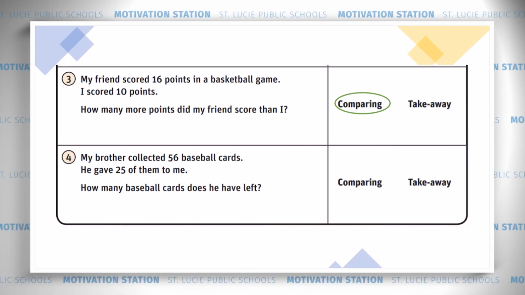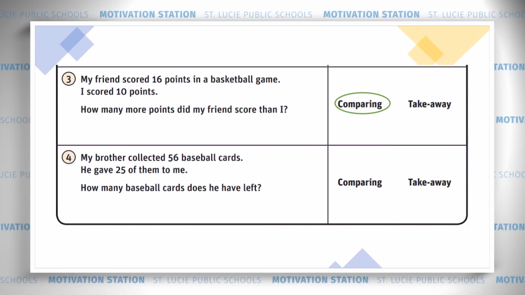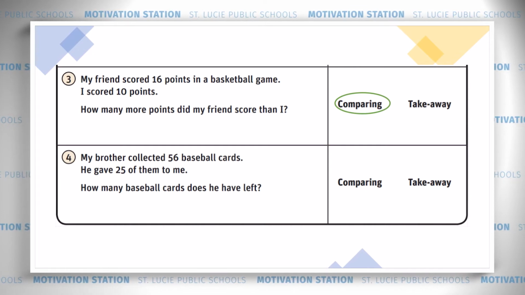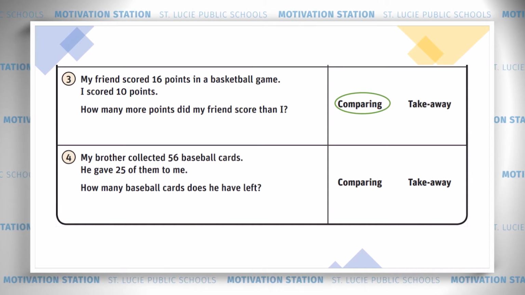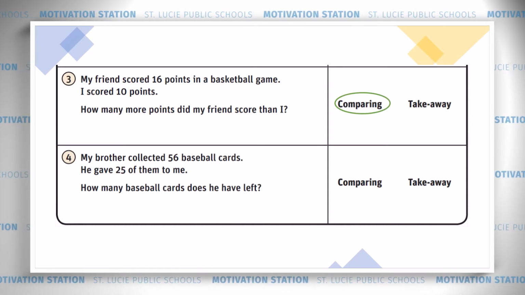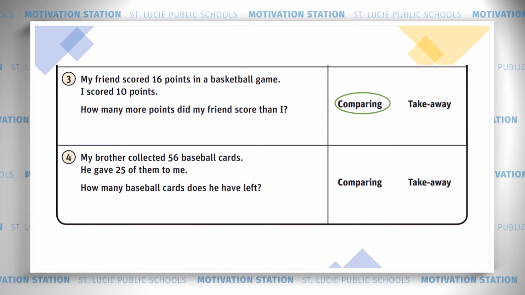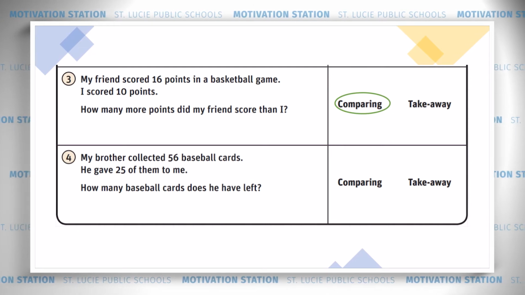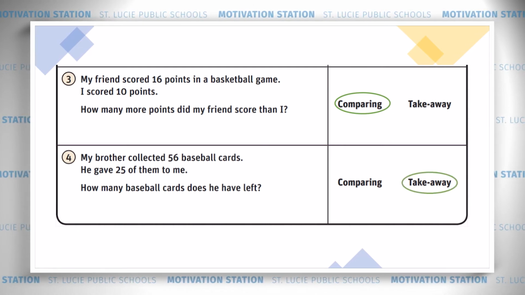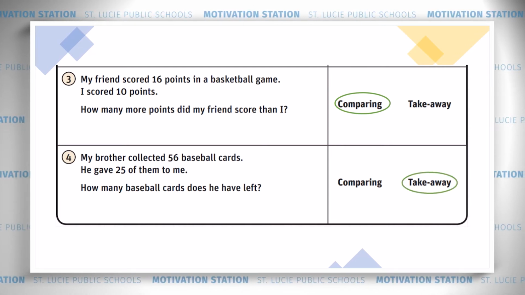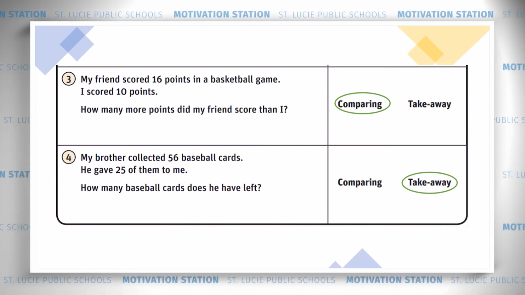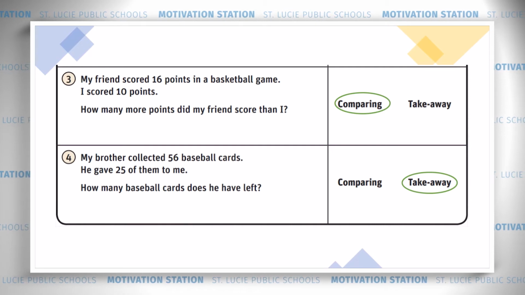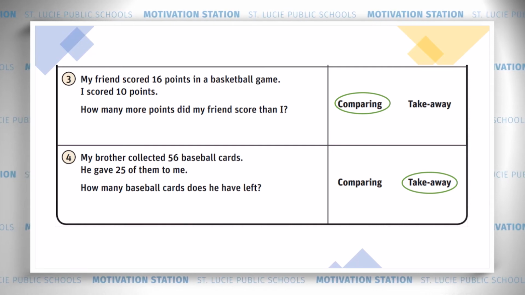He gave 25 of them to me. How many baseball cards does he have left? Is this comparing or takeaway? If you said takeaway, you're correct. You are taking baseball cards away from your brother when he gives them to you. So his number is going to change, which makes it a takeaway problem.